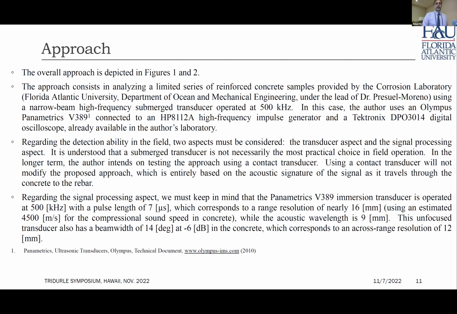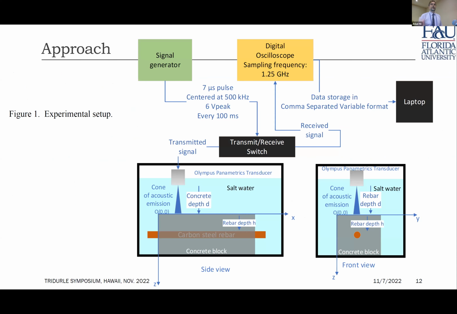Now, here is a diagram of the approach. Physically, the approach is much simpler than everything I've seen so far, where you have very heavy equipment. We just take concrete blocks and put them in the water. We have an immersed ultrasonic transducer operating at 500 kilohertz. We transmit 7 microsecond long pulses, and we place the transducer from one place to the next along the rebar.